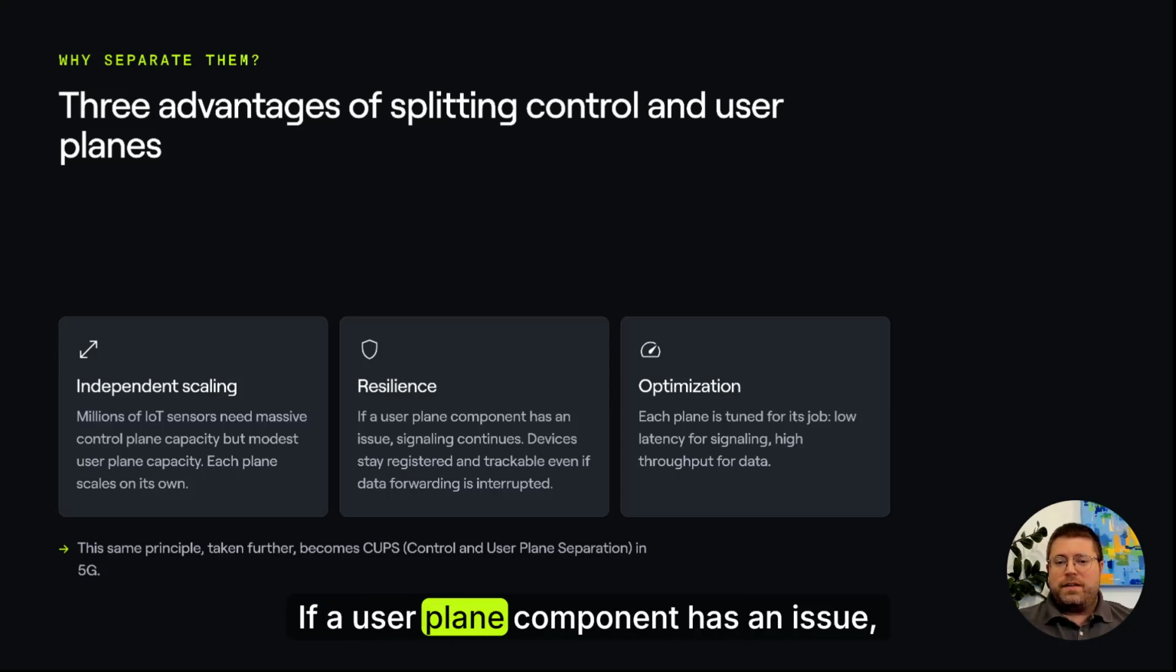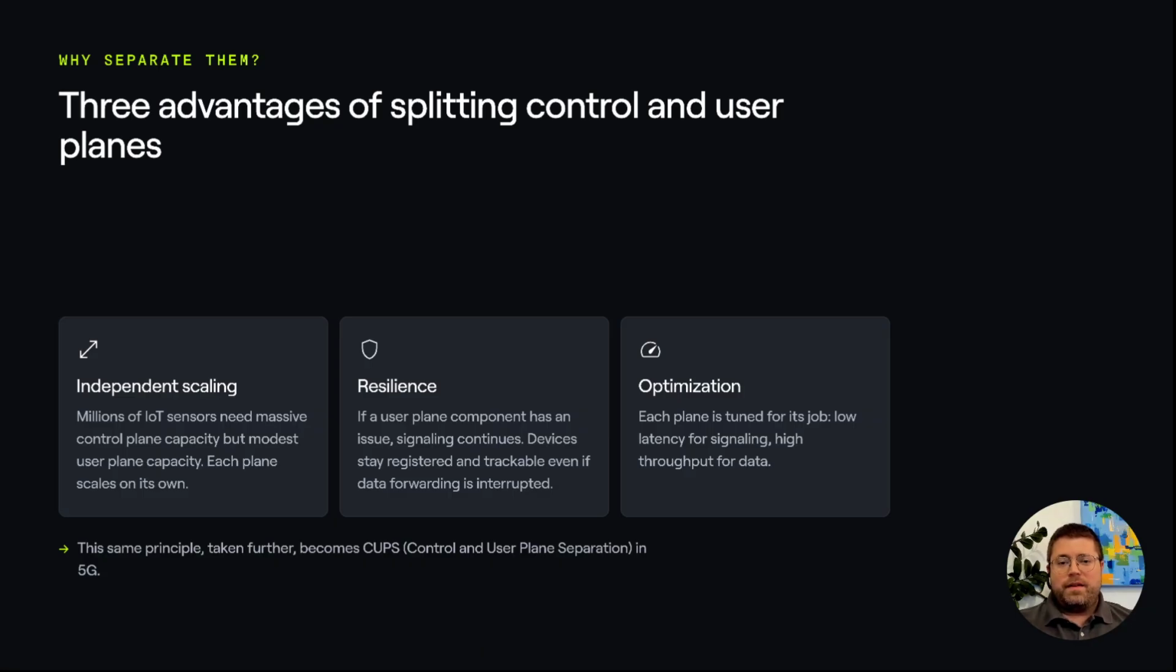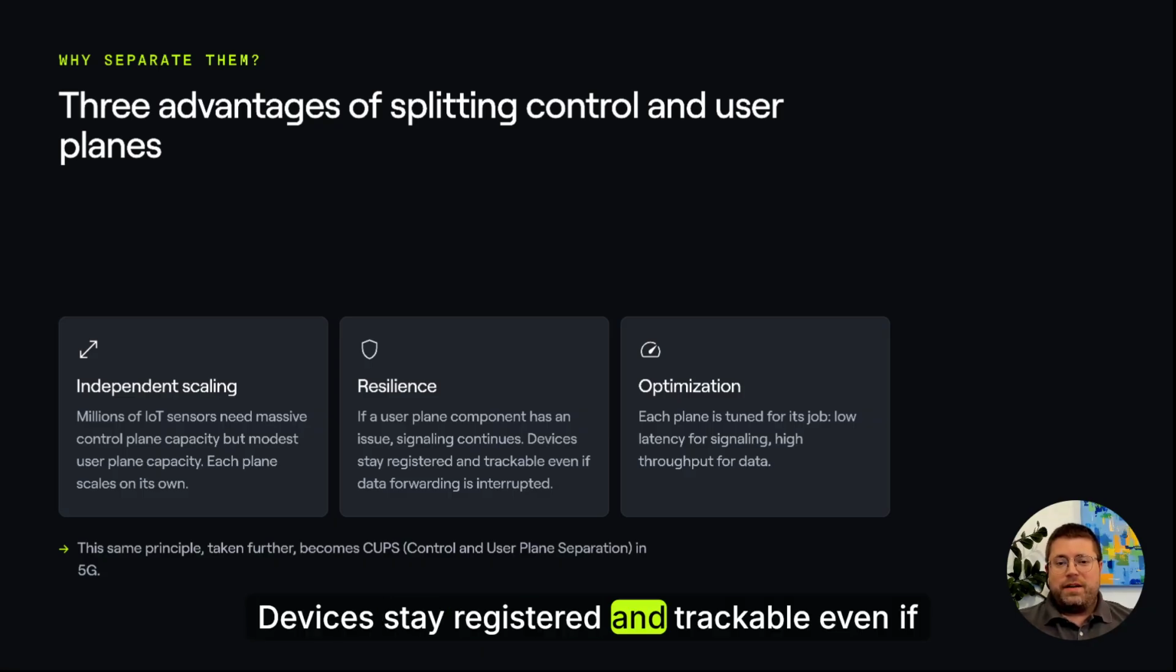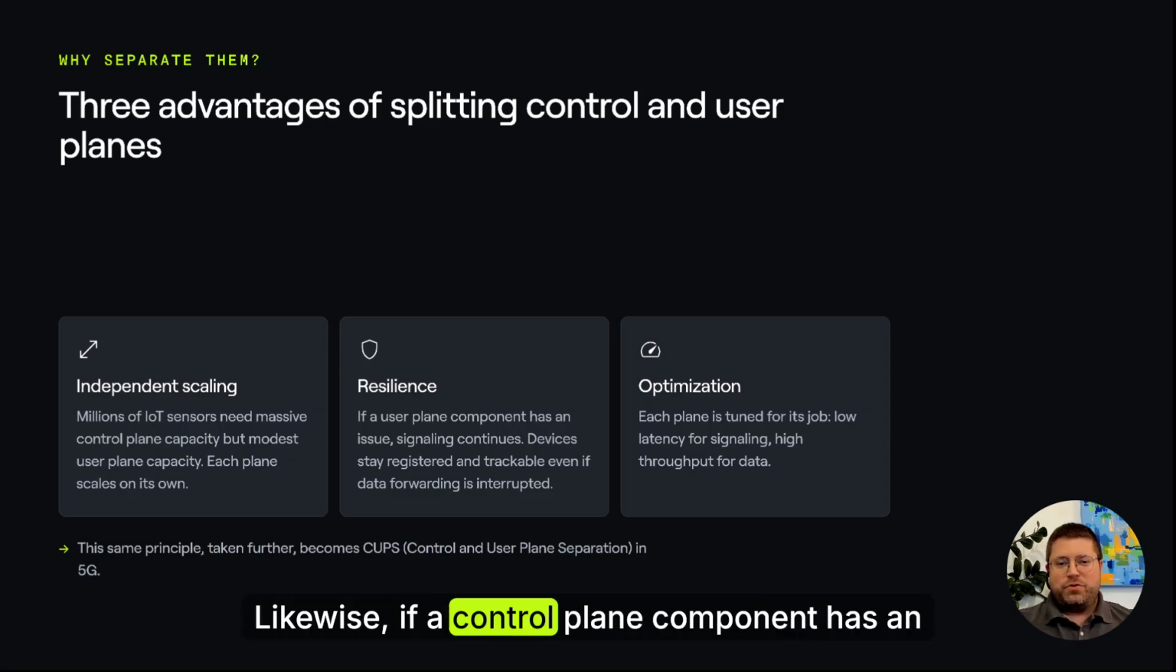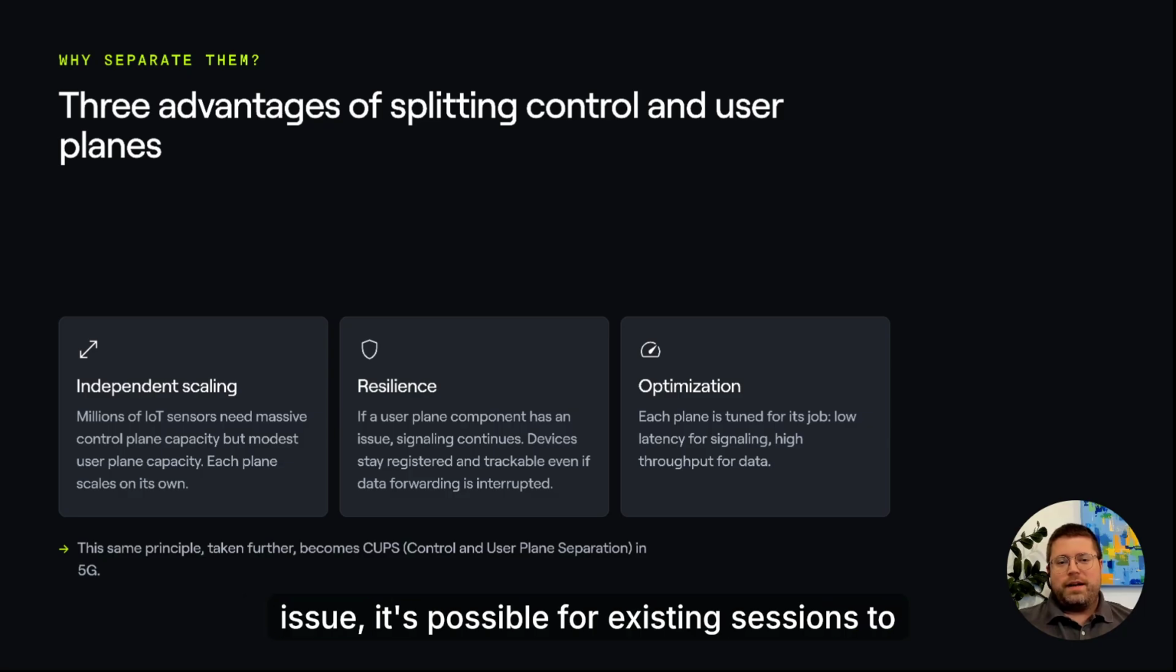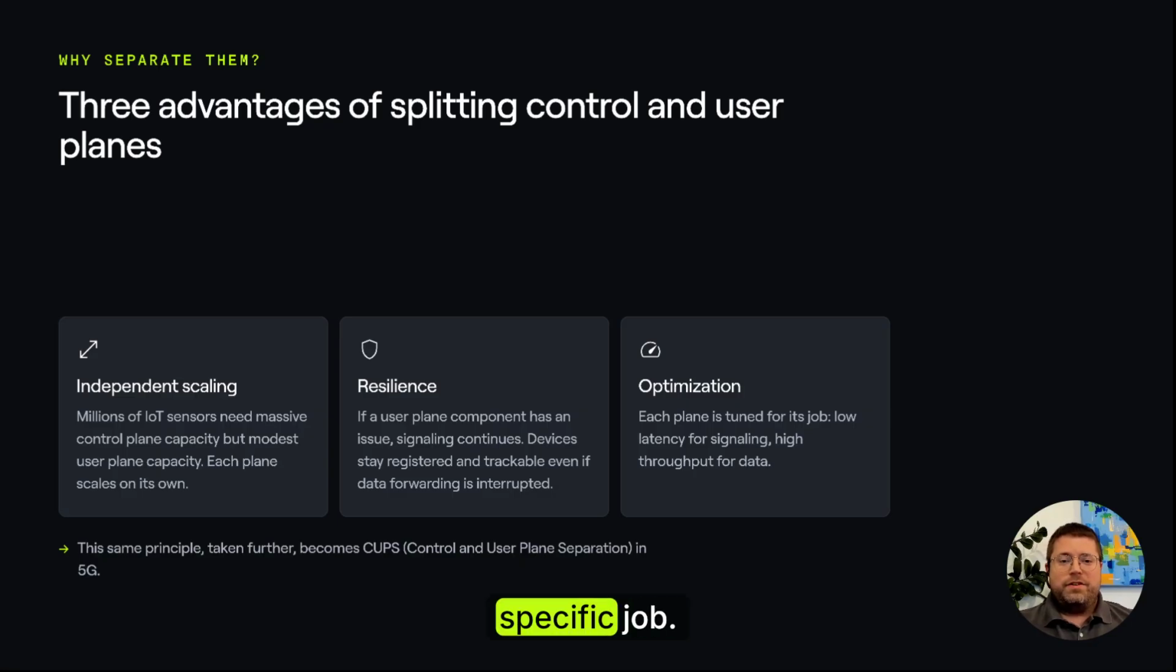If a user plane component has an issue, signaling can continue. Devices stay registered and trackable even if a function like data forwarding is temporarily interrupted. Likewise, if a control plane component has an issue, it's possible for existing sessions to continue passing data over the user plane. Each plane can also be optimized for its specific job.